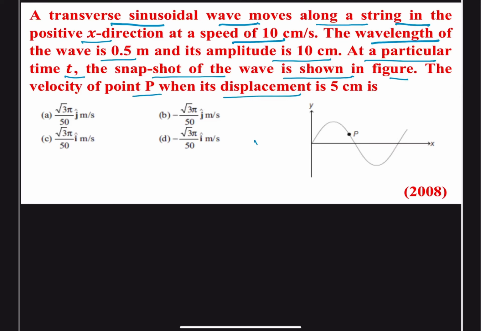Hello friends, in today's question, a transverse sinusoidal wave moves along a string in the positive x direction at a speed of 10 centimeter per second. The wavelength of the wave is 0.5 meter and its amplitude is 10 centimeter. At a particular time t, the snapshot of the wave is shown in the figure. The velocity of point P when its displacement is 5 centimeter is given by.